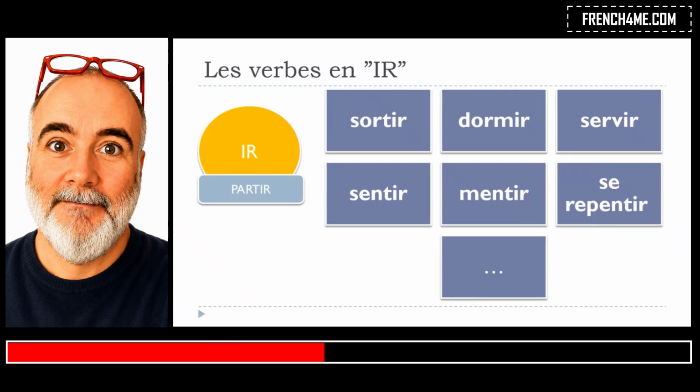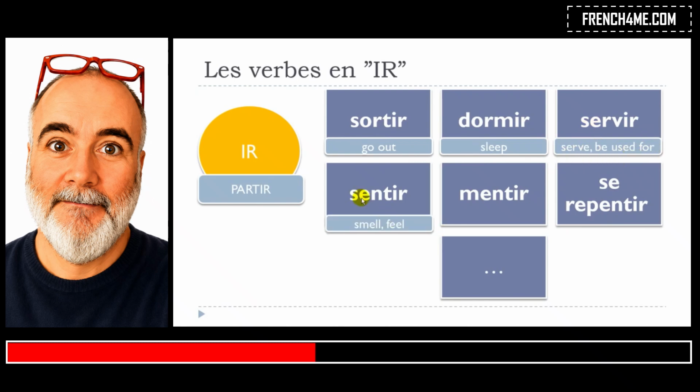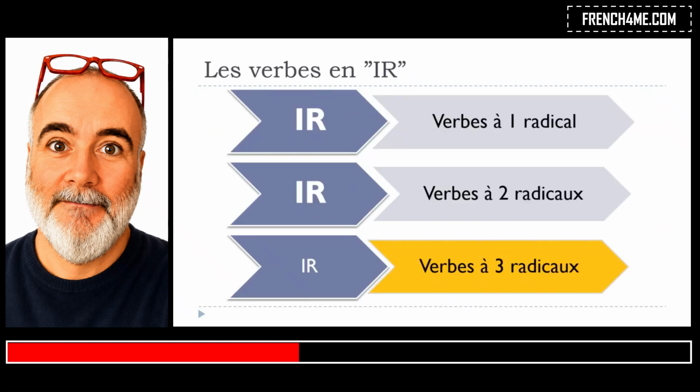And of course, you would like to have the translation. Sortir means to go out, dormir, sleep, servir, serve or be used for, sentir, smell, feel, mentir, lie, se repentir, express remorse. Okay, so keep in mind that these verbs will actually be conjugated like partir. Okay, and last but not least, don't be afraid.